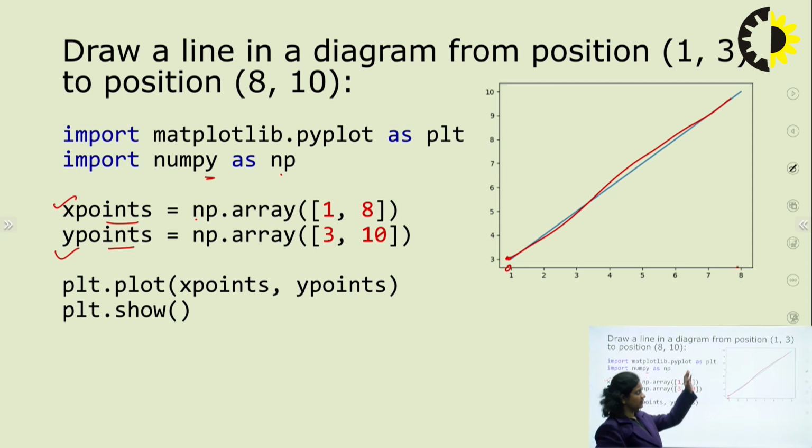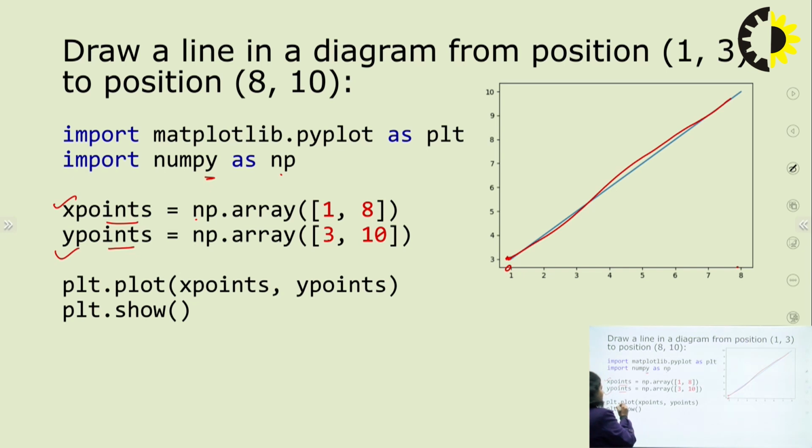Okay. So what is in the question? Draw a line from the position 1, 3 to the position 8, 10. So first we have to import matplotlib because we are going to use a graph. Another, we are going to use an array for x points and y points. That's why we are importing numpy as np. Next, we are going to initialize an array. One for x points and another for y points. X point is equal to np.array, in which we are including the x points, and in the y array, the y points array, we are going to include the y points 3 and 10.